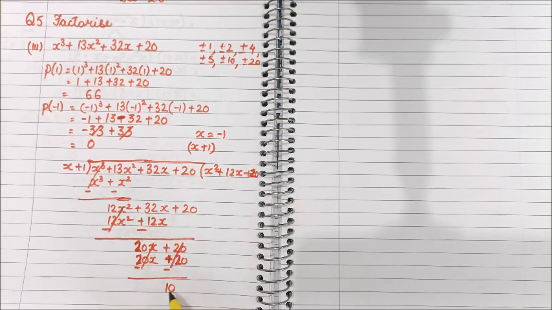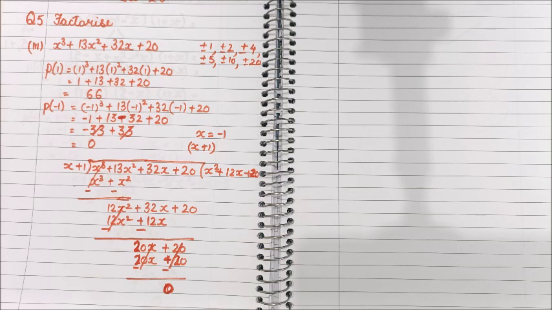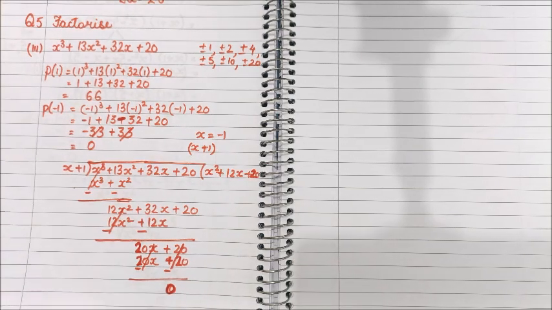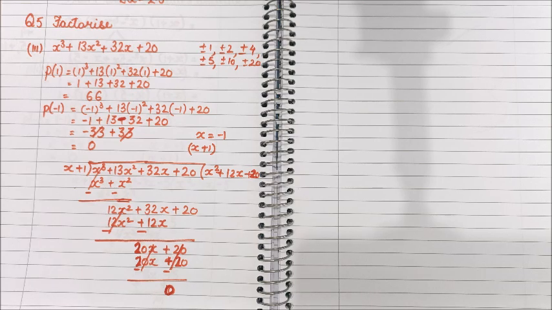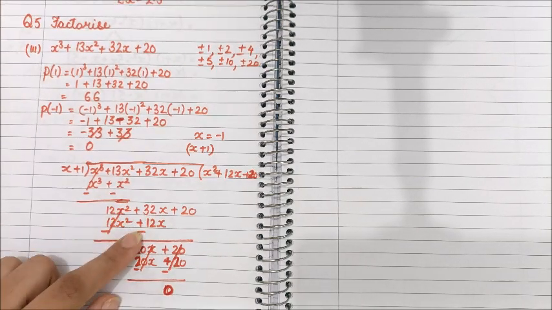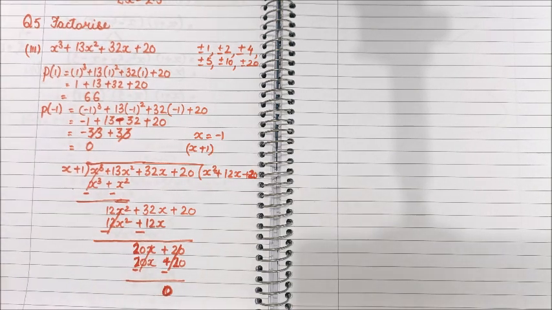So on cancelling this, I will have 0. So this should be 0. If we are not getting 0, you just go and check it once. The mistake can be there, like I found my mistake when I subtracted. I by mistake wrote 10, otherwise it should be 20 here. So one factor is x plus 1.